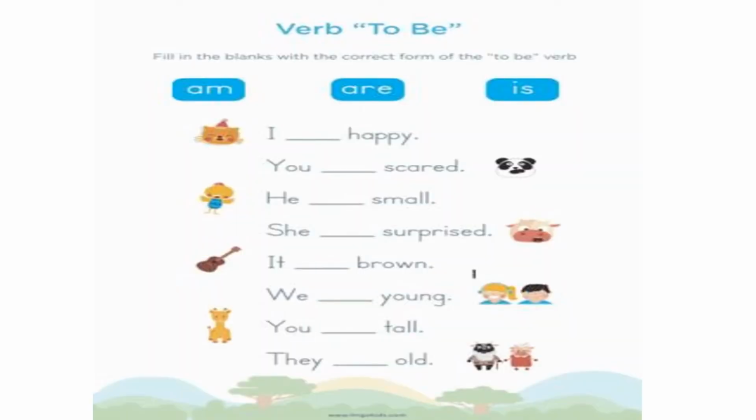Let's look at this activity again. We write am, are, is. Okay. The first one we have I. Happy. I am happy. Yes, very good. We cannot say I are happy. No, I am happy. You scared. You are scared. Can we say you is scared?